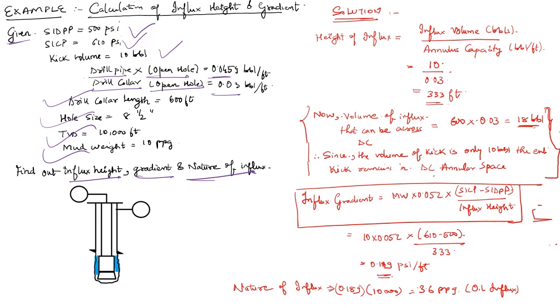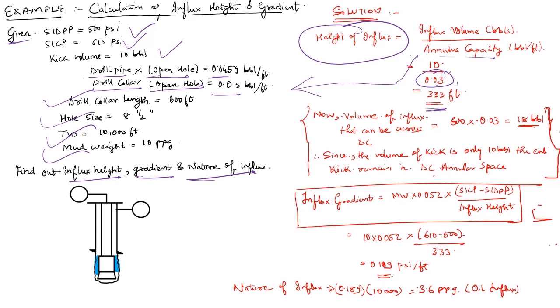Let's look at the solution. To find the height of the influx, we know it is equal to the influx volume divided by my annulus capacity. So the influx volume is 10 divided by 0.03, where 0.03 is my annular capacity of drill collar and open hole. On doing that, my height of the influx would be 333 feet.